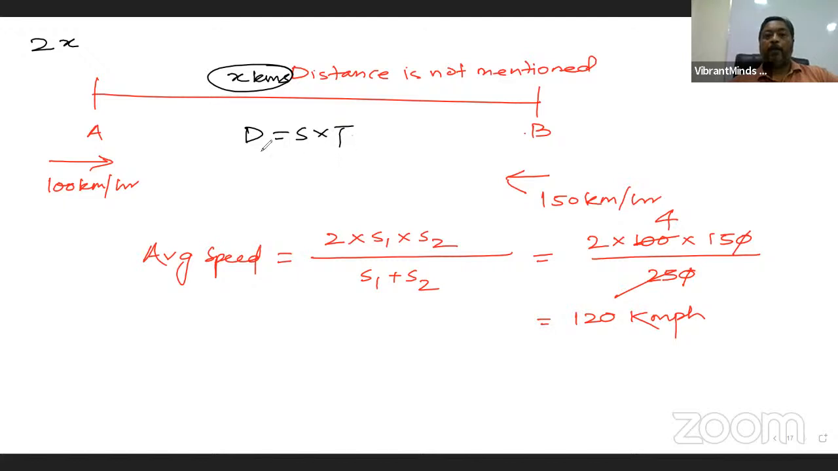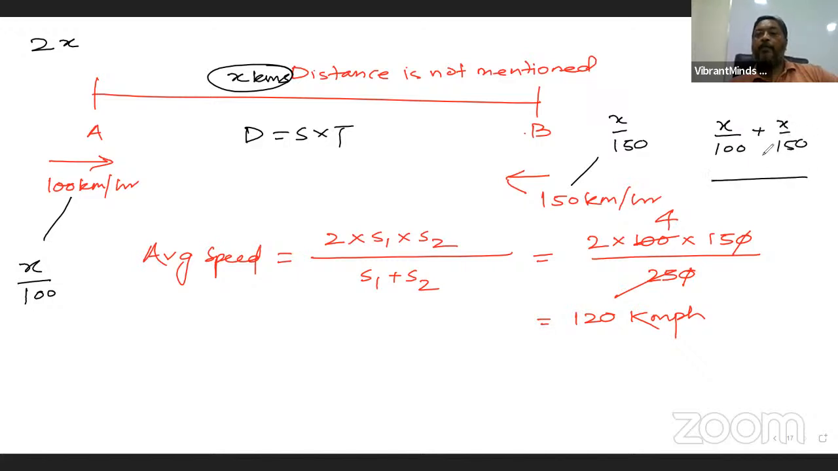But what is the time taken? Time will be distance upon speed. So here time will be x upon 100, and here time will be x upon 150. So total time we have to add: x by 100 plus x by 150. When we take the LCM of 100 and 150, one of the best methods is, which is the bigger number? We know it is 150.